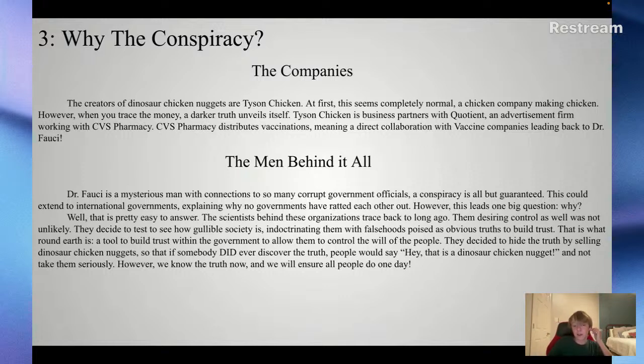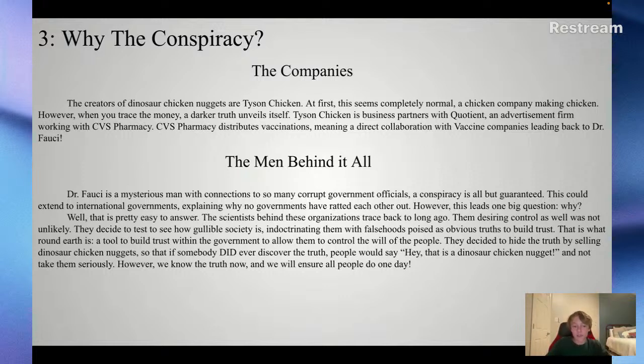The scientists behind these organizations trace back to a long time ago, probably very, very long ago. Them desiring control as well was not unlikely. They decide to test to see how gullible society is, indoctrinating them with falsehoods, posed as obvious truths to build trust. That is what Round Earth is: a tool to build trust within the government to allow them to control the will of the people. They don't know the truth. They rely on the government for truth, and that's how you control people.